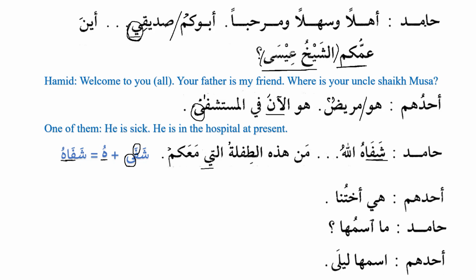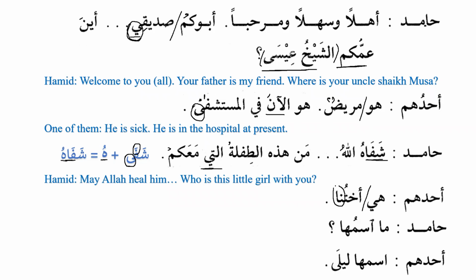Allati is used to connect two nouns. So man hadhihi tiflatu, and we call this ismul mawsul. Allati ma'akum, who is this little girl with you? Ahaduhum, one of them. Hiya ukhtuna. Now we can see over here, ukhtuna, and the translation will be, she is our sister. So we have learned about nahnu. Nahnu means we, and that is used in the place of the subject. And when we talk about the predicate, or the attached pronoun, then we say na. So we say hiya ukhtuna, and please don't forget to prolong it for 2 seconds. Hiya ukhtuna, she is our sister.